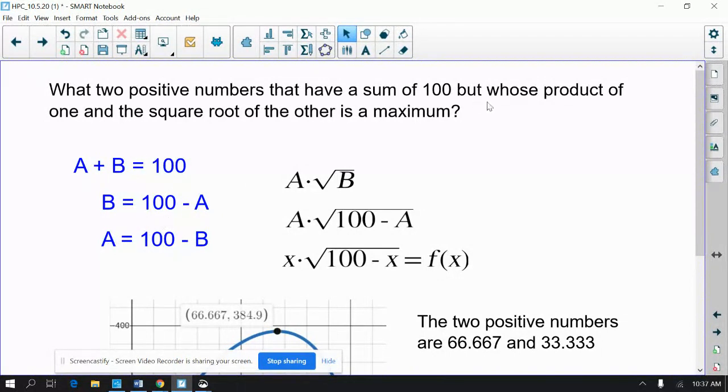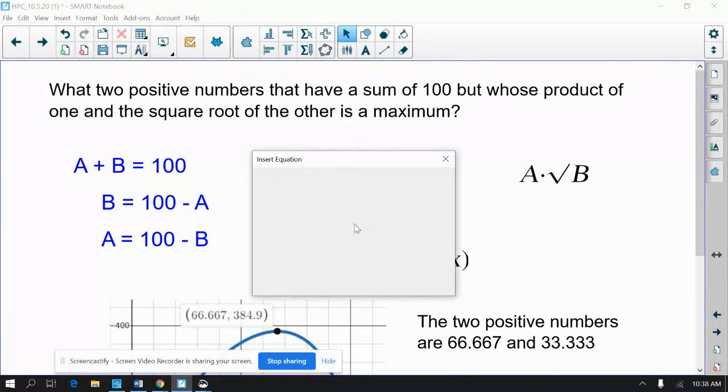Continuing, but the product of one and the square root of the other is the maximum. So A is one of those numbers, B is another. So A times the square root of the other. I decided to substitute B with 100 minus A. You could substitute A with 100 minus B, and you would still get full credit. But just realize if you do that, you are replacing one thing with two things, so you would need parentheses.